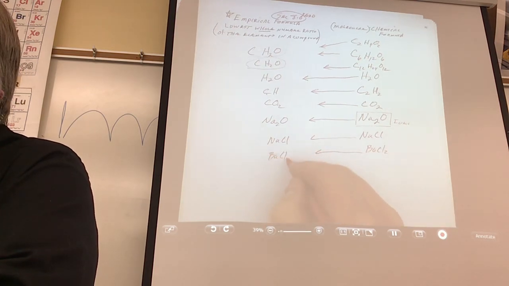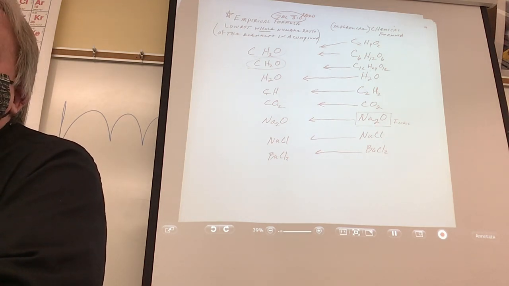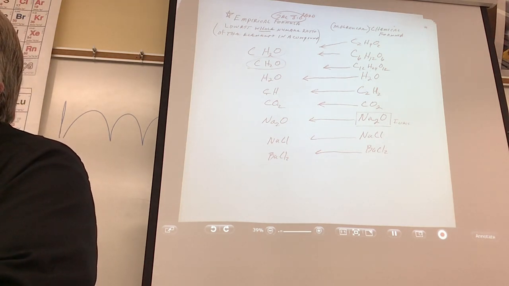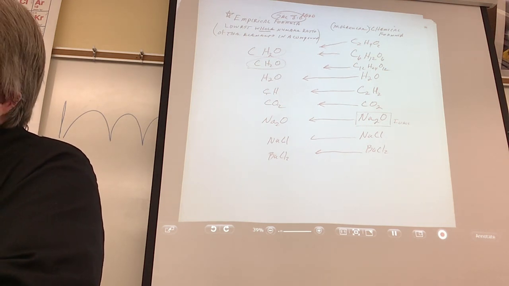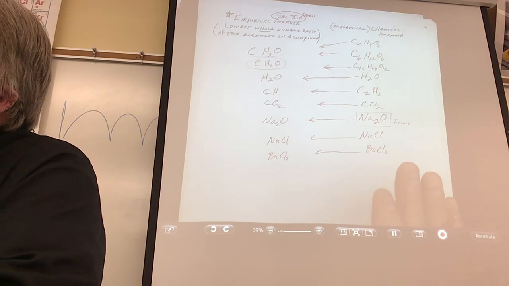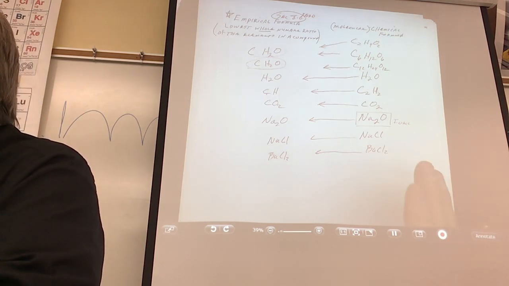See? For ionic compounds, they are already in the lowest whole number ratio, except for which ionic compound? Okay, I'll leave that open, and there's just an exception to that rule.